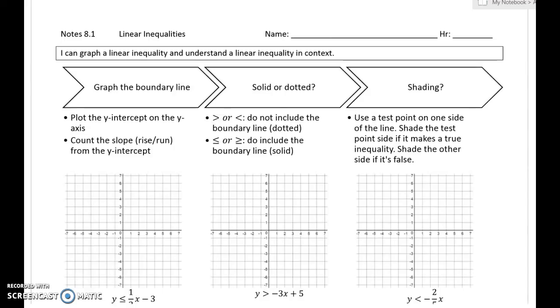There are three big picture steps. The first one is to graph the boundary line. The second is to determine whether that boundary line is solid or dotted. And the third step is to determine where the shading is, because for linear inequalities, essentially you're graphing a line, and you're shading on one side or the other to show which part is included.